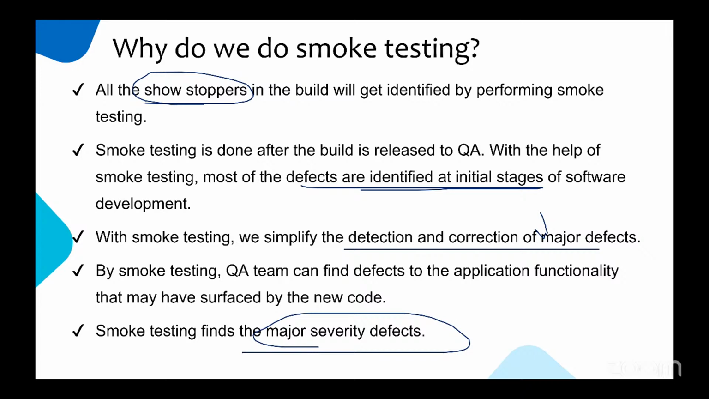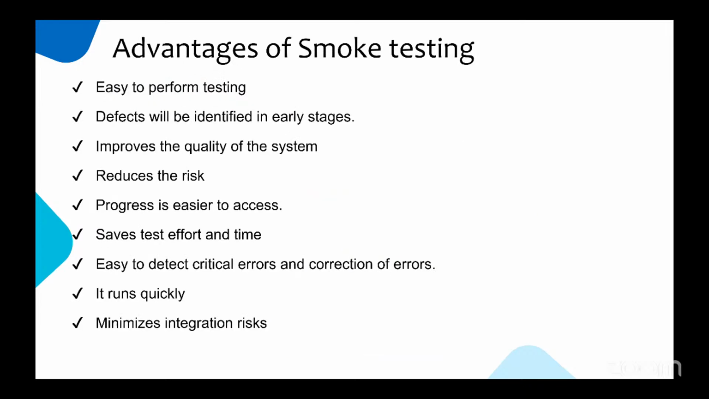Take YouTube. YouTuber earning payment is different, but YouTube's main functionality, video, should load at least in some better quality. If it is so low quality, then there is a problem with the software. So there will be some major functionality where we are able to find such defects in the smoke testing itself. Advantage: very easy because there are fewer test cases. We can improve quality early, reduce risks, save time and effort very quickly.